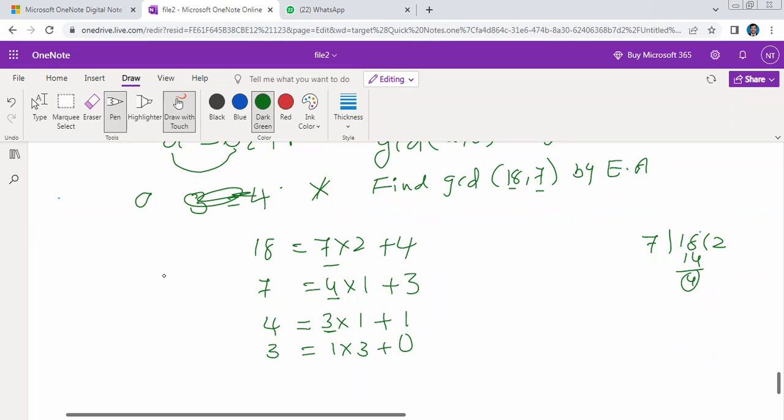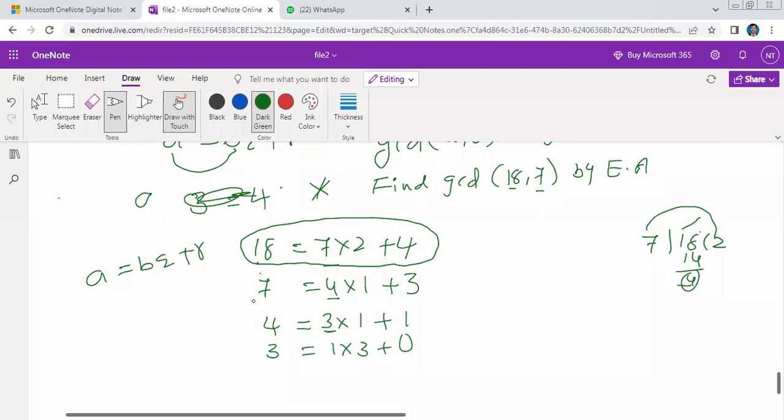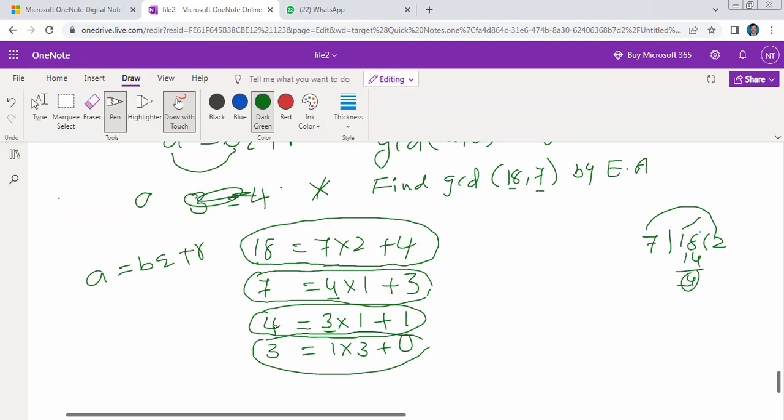Now look here, this looks like the model A is equal to B into Q plus R. Am I right? It is also A equal to BQ plus R. Same concept. So according to our previous concept, the GCD of 18 comma 7 is the same as the GCD of 7 comma 4.